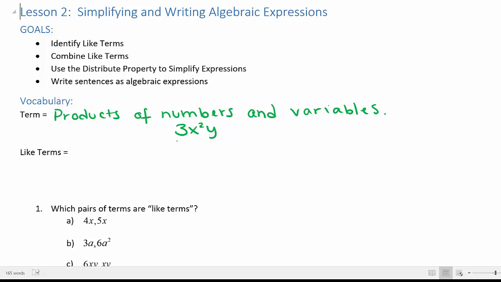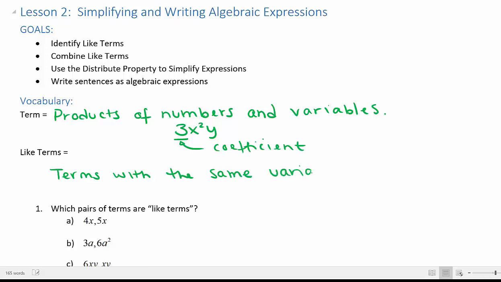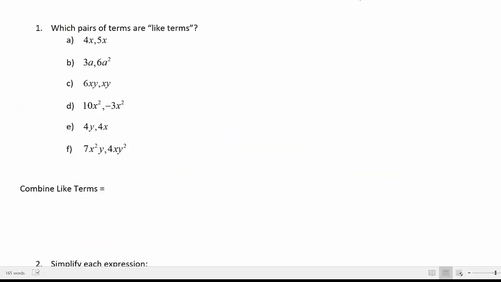And that 3, that number, is referred to as the coefficient of that term. Like terms are defined to be terms with the same variable part. And that would be the exact same variable part, has to have the same exponents as well. So the first thing I'd like you to be able to do is identify like terms. Again, like terms have the exact same variable part. So which of the following are like terms?